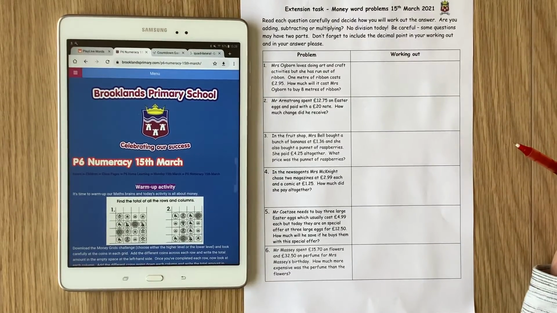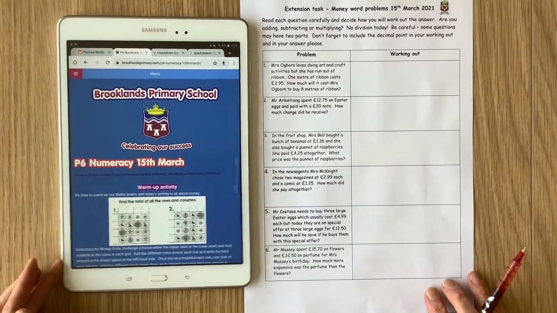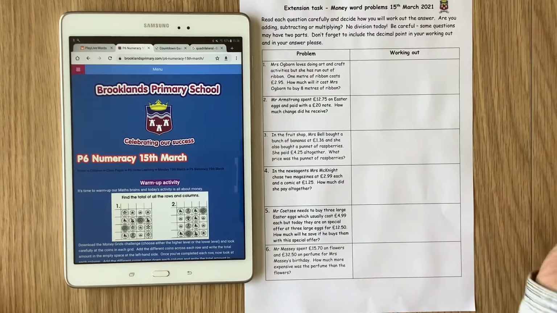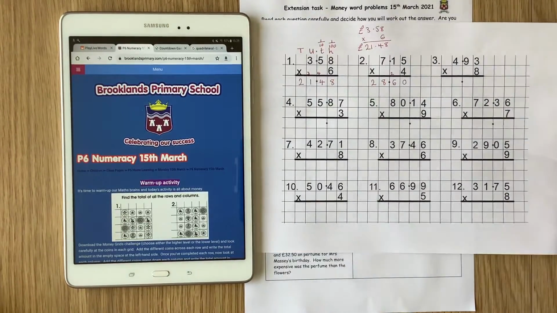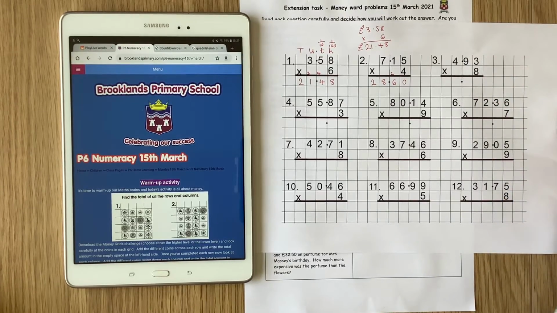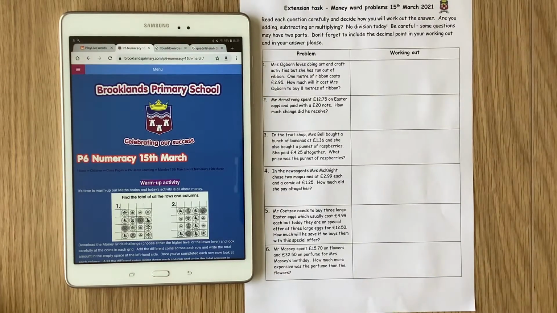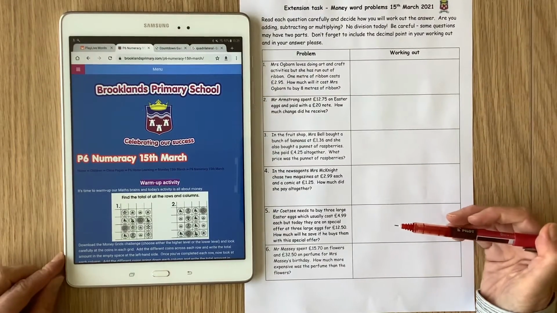Read the question really carefully, please, P6. You need to be really careful. Think about what is happening in the question. Am I adding, am I subtracting, or am I multiplying? All your answers, because they're money, are the same idea then as doing what we were doing earlier. If it's a multiplying question, you'll need to set it out like one of these questions. If it's an adding or subtracting question, you need to set it out the way we were setting them out last week. Be really careful.